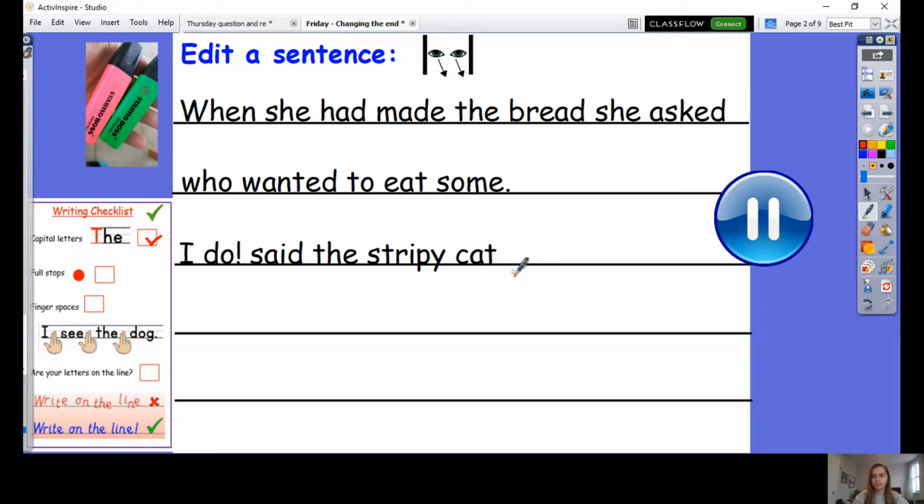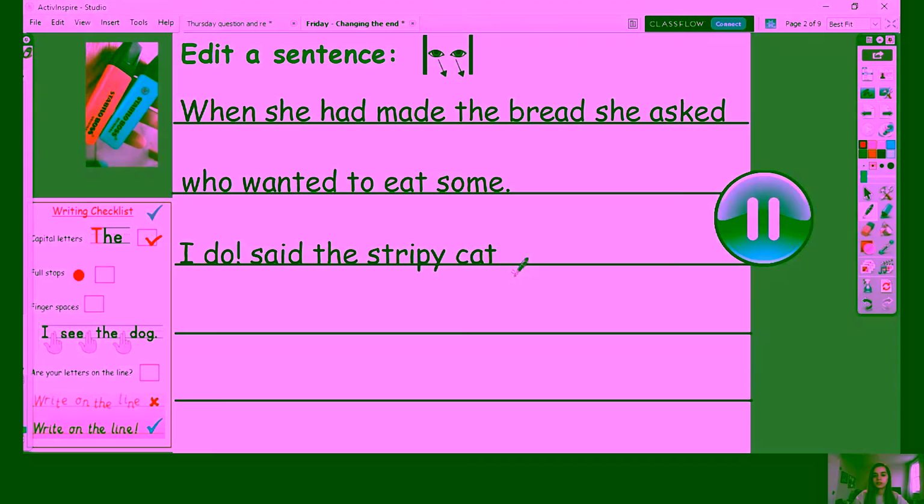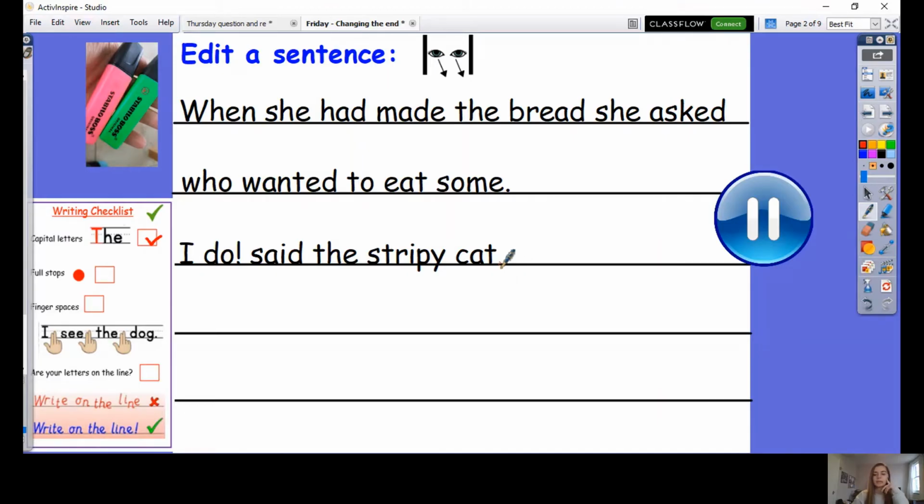Do we have a full stop for our second sentence? No, we don't. Should my full stop be on the line or floating in the middle? Well done. It needs to make sure it's on the line. Notice how small my full stop is. I am not scribbling a big full stop. So we've got our full stop. Do I have my finger spaces in between each word? I do. And have I written on the line? Do I see any floating letters? Nope, I have written on the line. Fantastic.